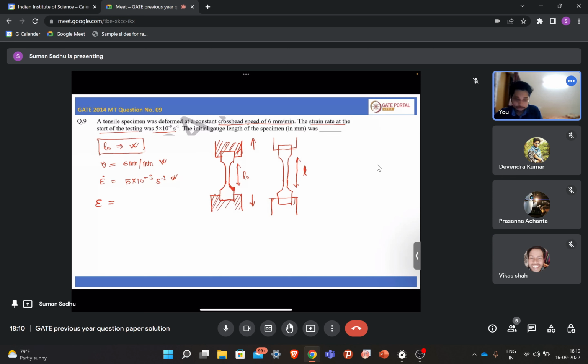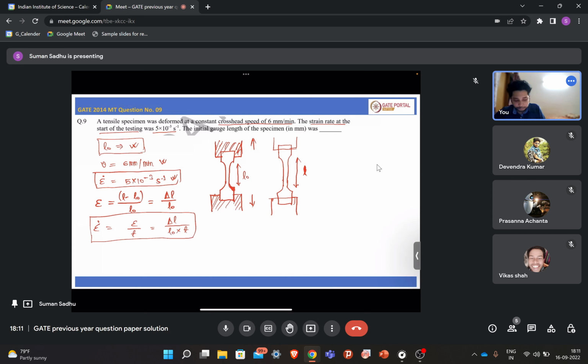Strain epsilon is L minus L naught divided by L naught, or you can write delta L by L naught. So this is strain, but strain rate is given to us, not strain. Strain rate is change in strain per unit time. That is epsilon dot, epsilon by T. So epsilon dot is delta L by L naught into T. So we can write strain rate in terms of L like this.